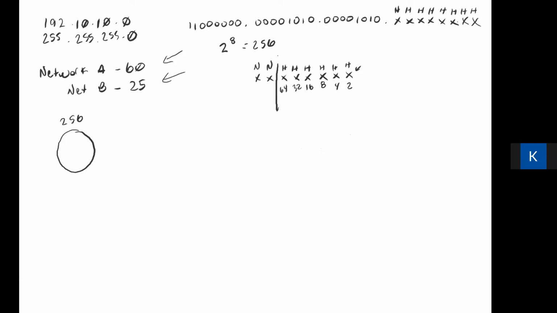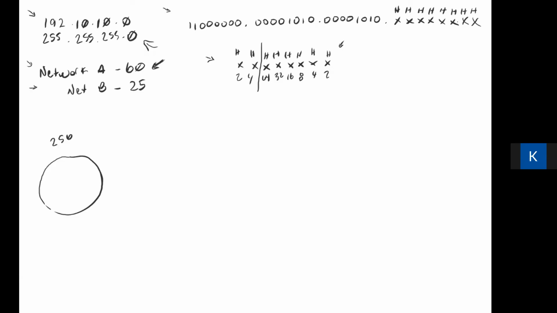How many networks can we create with 2 bits? Well, if we start from the left, 1 bit gives us 2 combinations, 2 bits gives us 4 combinations, meaning that the network we started with will be divided into 4 different networks. If we divide 256 by 4, then each network is going to have 64 IP addresses each. 64 here, 64 here, 64 here.